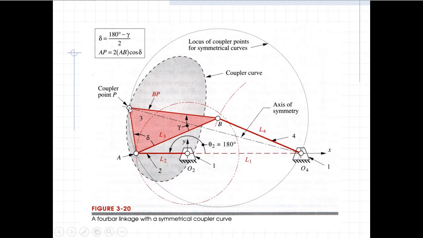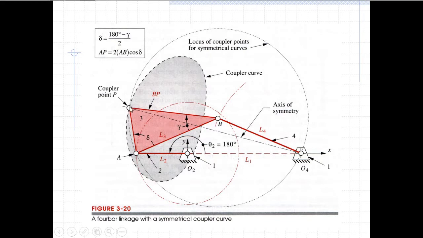That point in this particular example will trace out this almost kidney bean shaped curve. And notice that this axis of symmetry will cut this kidney bean in half such that this section and this section are symmetrical. They're exactly the same. They're mirror images of each other.